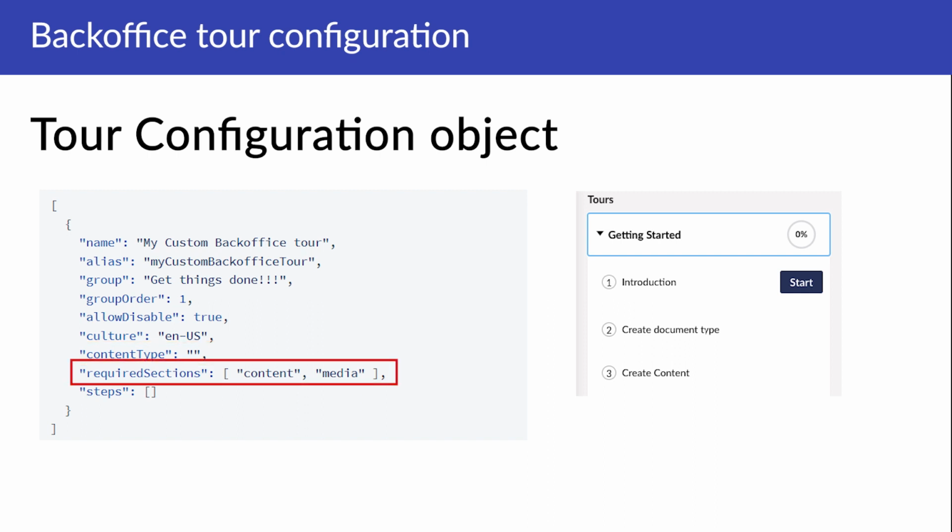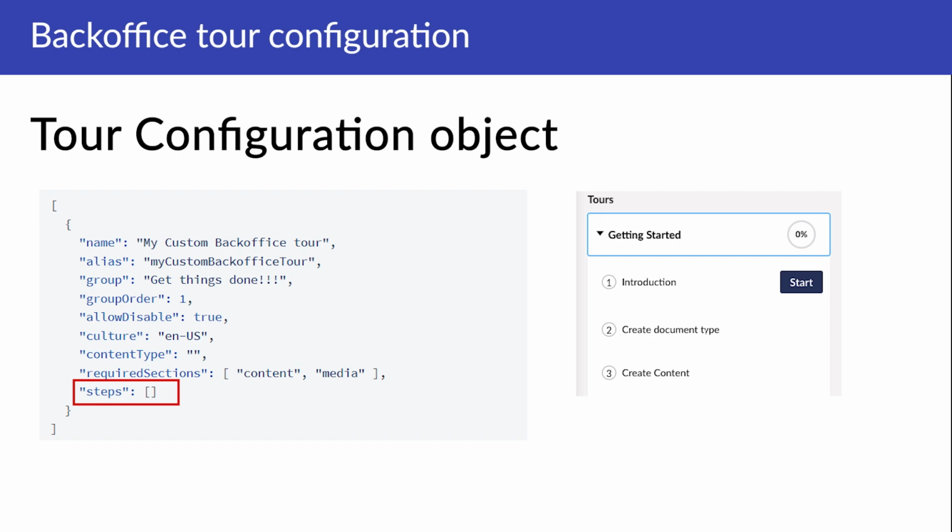Then we have the required sections. This is an array of section aliases that a user needs to have access to in order to see the tour. If the user does not have access to all the sections, the tour will not be shown in the help drawer. And lastly, we have the steps. This is an array of tour step JSON objects that a user needs to take to complete the tour.